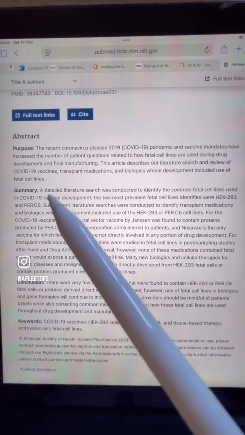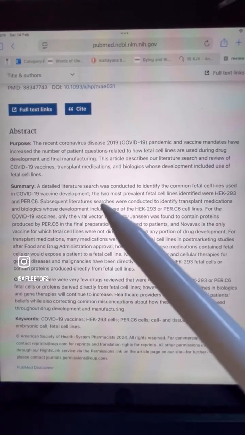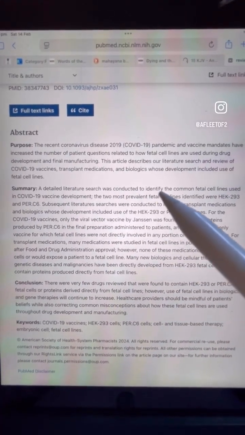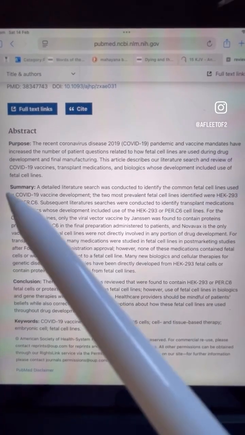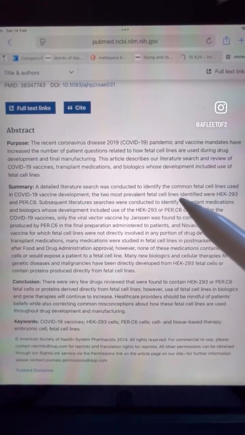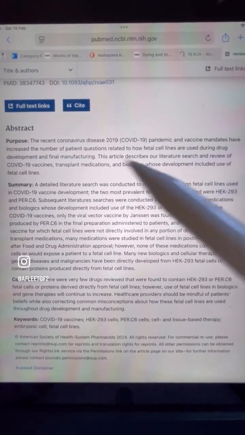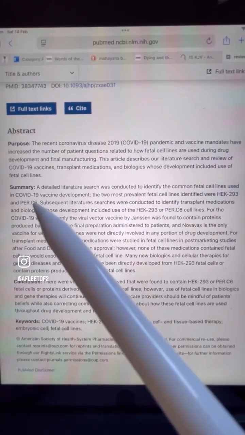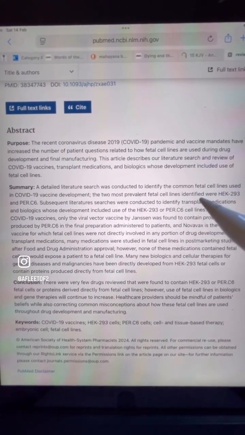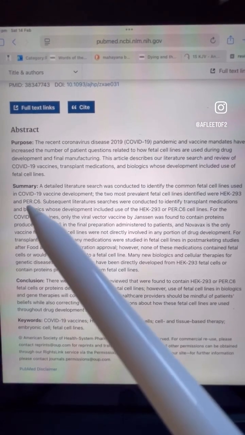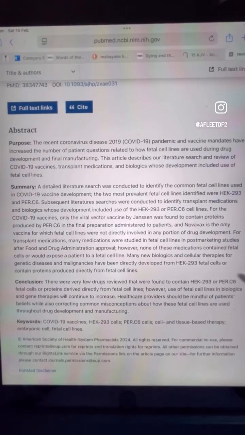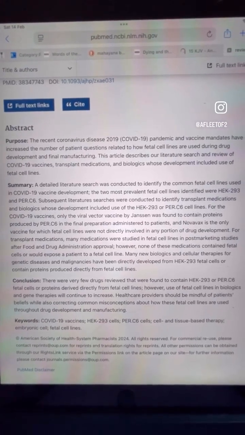So in summary, it says, a detailed literature search was conducted to identify the common fetal cell lines used in COVID-19 vaccine development. The two most prevalent fetal cell lines identified were HEC 293 and PER-C6. So the COVID-19 vaccines were developed using the fetal cell line HEC 293 and the PER-C6. So this is what the scientific article is talking about.